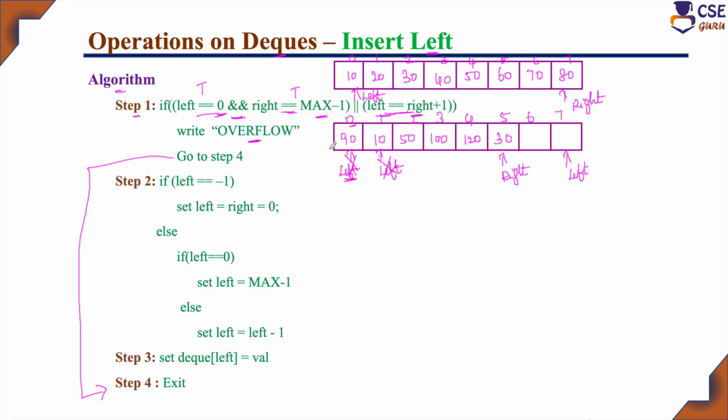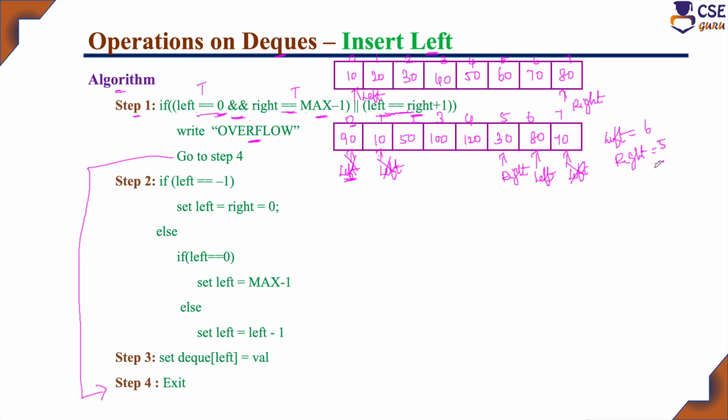So you need to reassign the left pointer to the max minus 1 position and place some element. Now, if you want to insert left again, decrement the left pointer by 1 and place the element. Now the left pointer will be pointing to the 6th memory location. And what is the right pointer position? It is 5. So left is equal to 6, right is equal to 5 now.